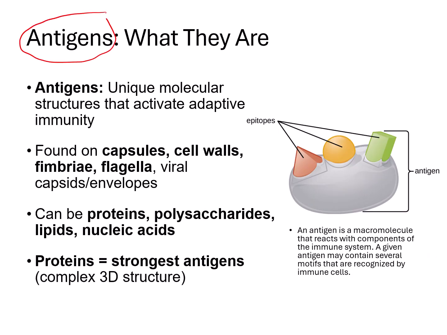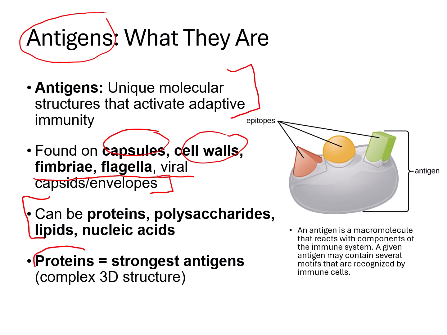Antigens are molecules that activate the adaptive immune system. They can be found on bacterial capsules, on the cell walls of bacteria, fimbriae, flagella, viral capsids, or envelopes of viruses or bacterial cells. Antigens can be proteins, carbohydrates, lipids, or nucleic acids, but proteins are the strongest antigens because of their structural complexity. And this complexity is key because immune receptors bind to specific three-dimensional shapes.